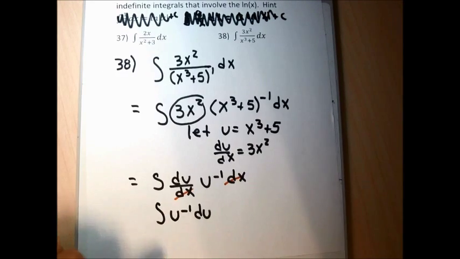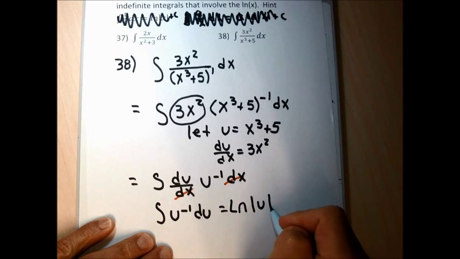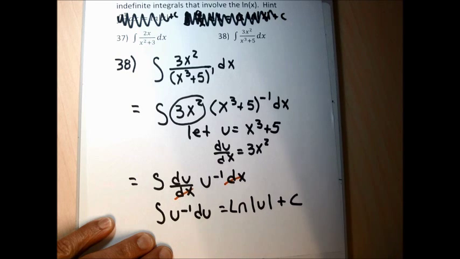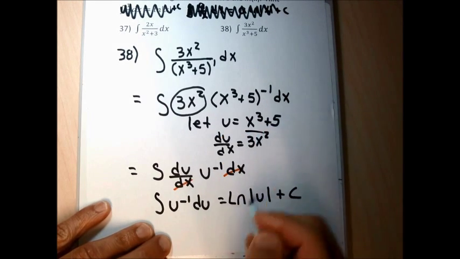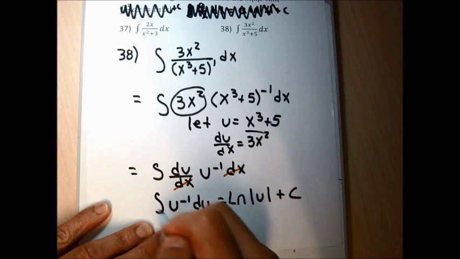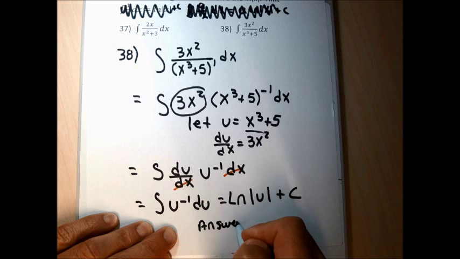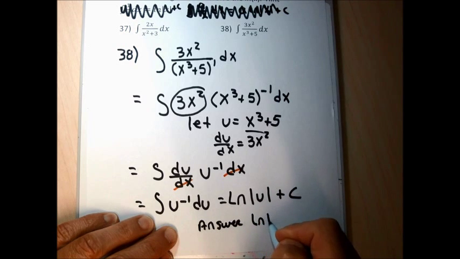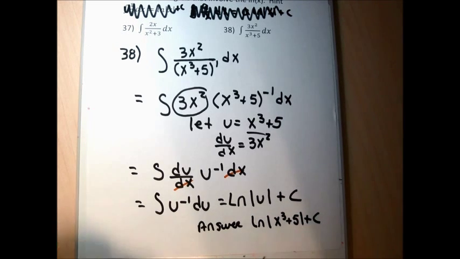So the integral of this is just going to be the natural log of the absolute value of u plus c, and I just need to change the u back to x cubed plus 5. And so my answer for problem 38 is the natural log of the absolute value of x cubed plus 5 plus c.